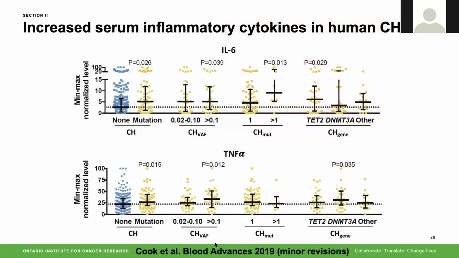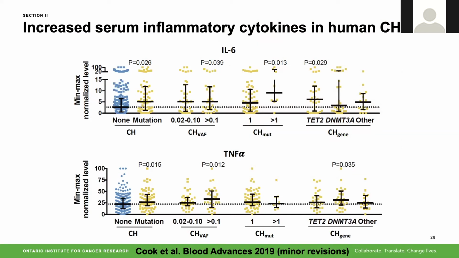This is work that we have at Blood Advances, hopefully will be accepted soon. This is looking at 400 elderly participants at Baycrest and Sunnybrook here in Toronto. And we've been looking at inflammatory cytokines that associate with CHIP. And so here we're showing all of CHIP and then stratified by mutation status. The top cytokine we see being associated with CHIP in humans, with about a 2-fold or so increase, is IL-6.